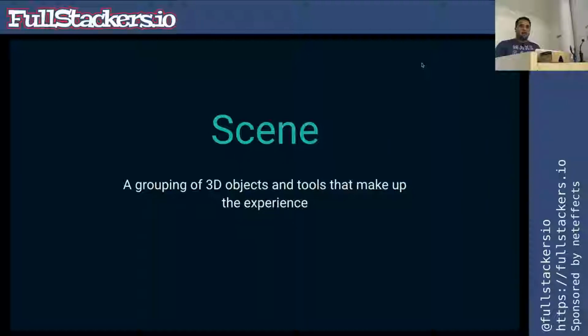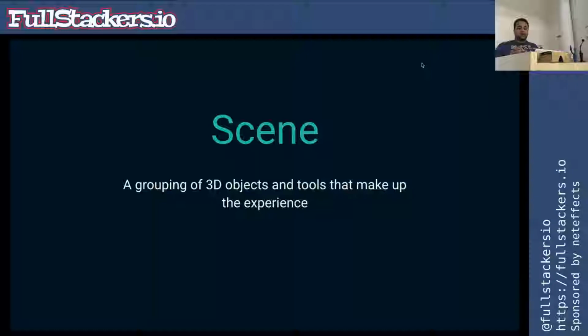So the main parts of a 3JS experience start with the scene. The scene is kind of a container that you're putting all of your three-dimensional objects in, your camera in, all of the pieces that are going to make up the experience go into a scene. You can have multiple scenes, like you can hide one scene and show a different scene, but it's the main way that you group objects together.